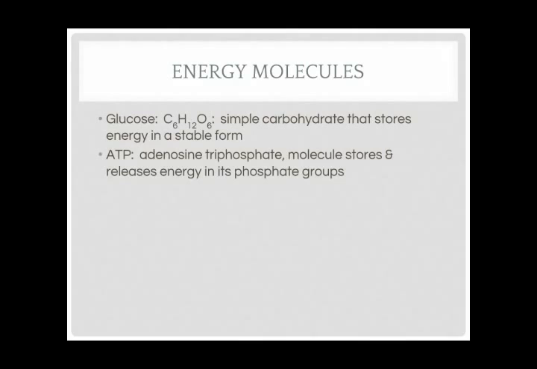So what you see here is a glucose molecule. It has 6 atoms of carbon, 12 atoms of hydrogen, and 6 atoms of oxygen. It's a simple carbohydrate, and it stores energy in a stable form. Glucose is used by our cells in order to make energy for us. ATP is the energy unit. It's the molecule that stores and releases energy, and it has phosphate groups.